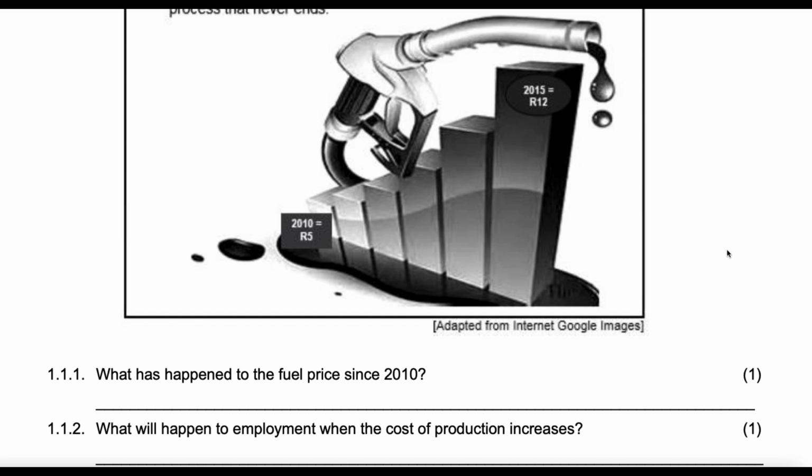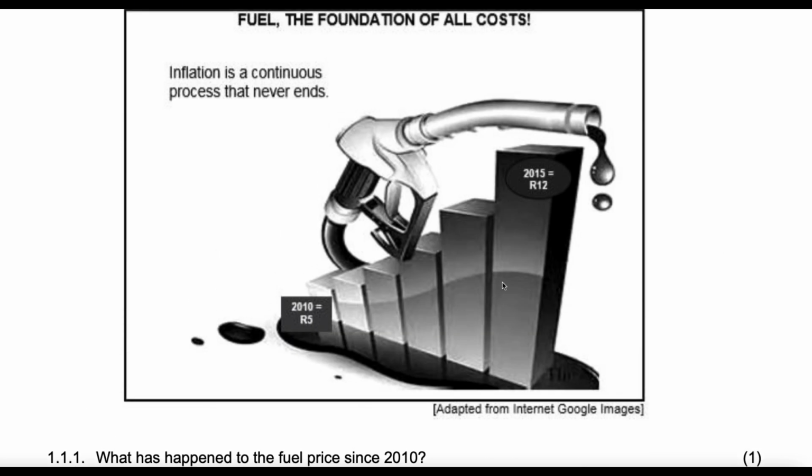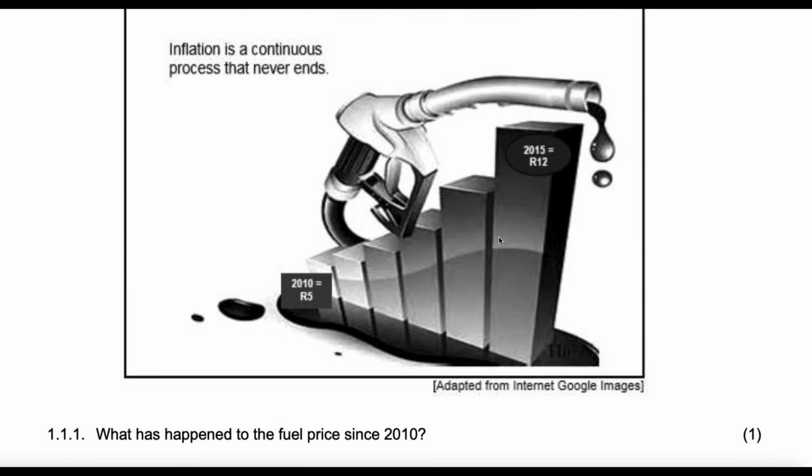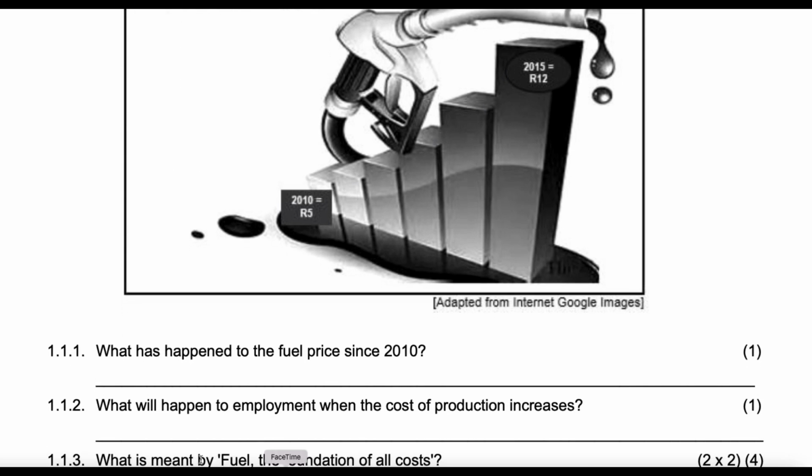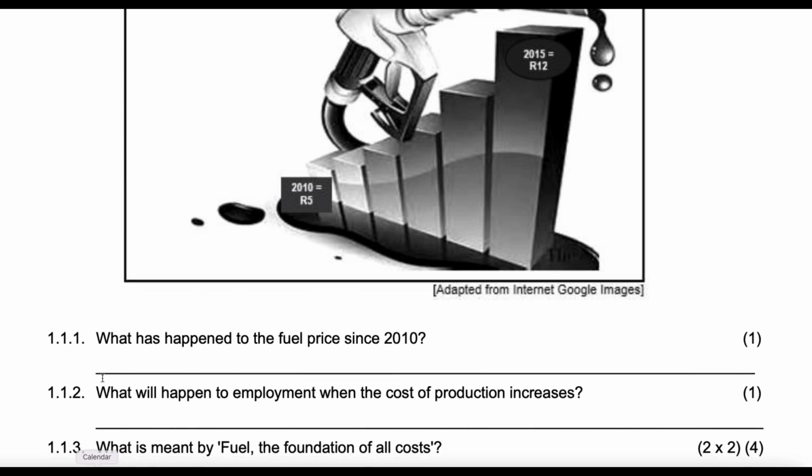Now, what has happened to the fuel prices since 2010? So this one is an easy one. You cannot get this wrong. You see 2010 fuel prices was 5 rand. So it shows other years in between. And then 2015, it's 12. So it shows that it has been going up. So what has happened to fuel prices? Fuel prices have been increasing over the years. So basically, you can't get this one wrong. You would deserve lunch if you do.